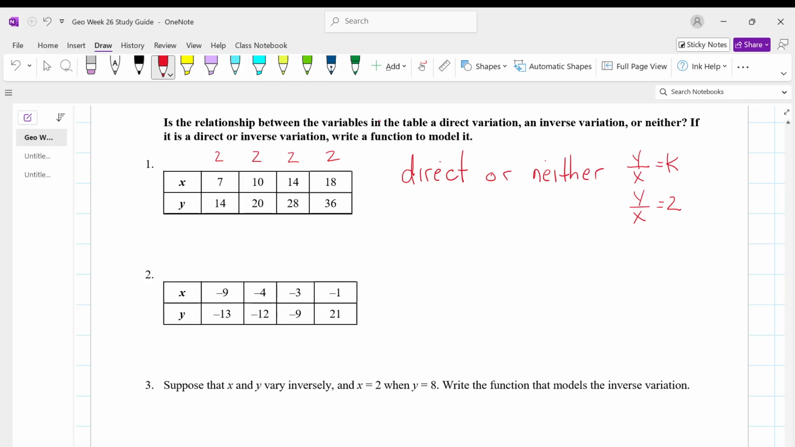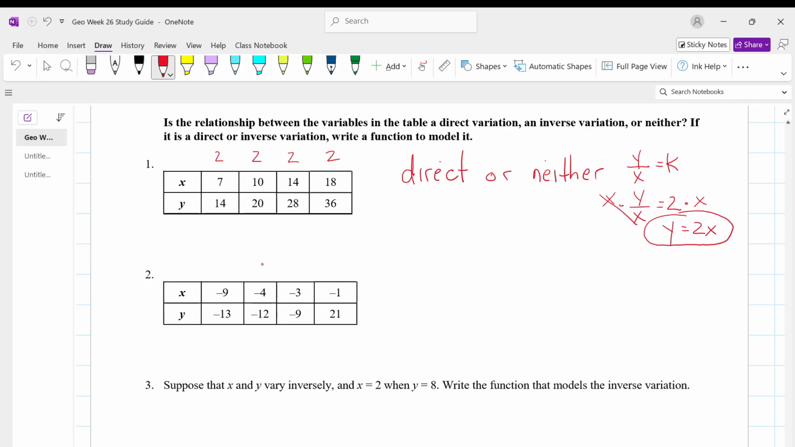So if we have to write a function, we just multiply both sides by x, and y is equal to 2x. So there's your function. Direct variation is division. In direct variation, you divide y by x. Okay?